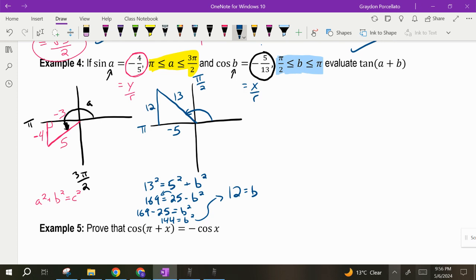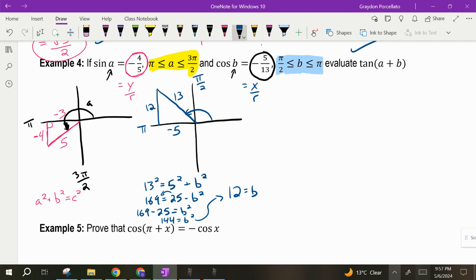Okay, so now what I've done is I've created two triangles. Again, we don't know what that angle is. We could figure out what that angle is by using our trig ratios and taking sine or cos inverse, but I'm not going to do that right now, because what's important here is that we're looking at our ratios.